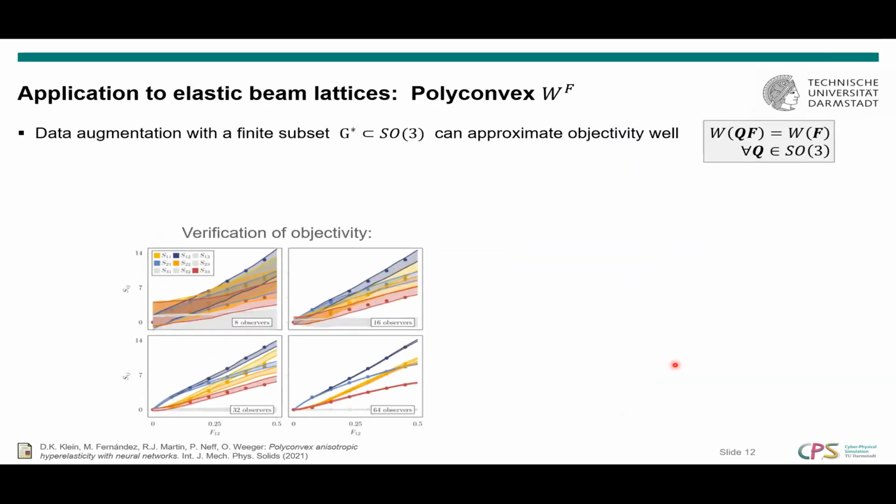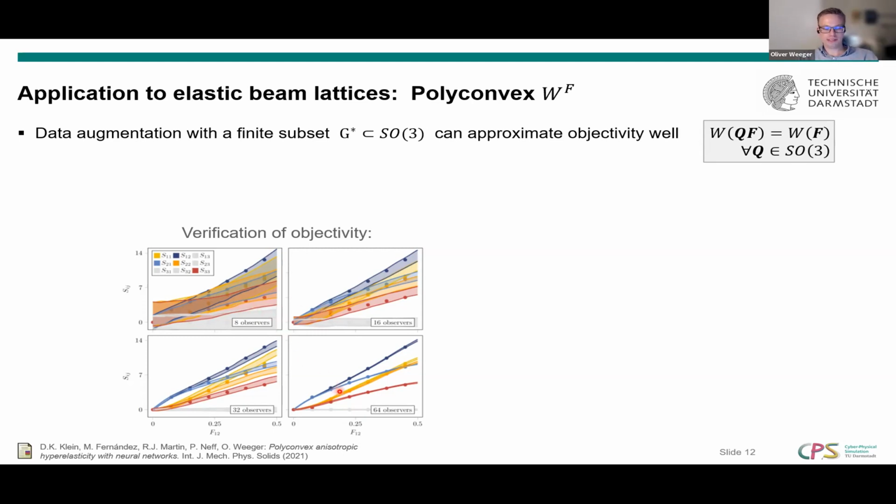Like you see over here, we now use the model that is polyconvex in F, and that does not fulfill objectivity by construction. So we do this data augmentation using a certain number of observers, like 8, 16, 32, 64, as G star would have the size of 8, 16, 32, or 64 members. Then we evaluate the resulting material model after we train the neural network using about 1,000 randomly chosen rotations in SO3, and we plot the worst cases. The worst cases would either overestimate or underestimate the true stress by quite a bit.